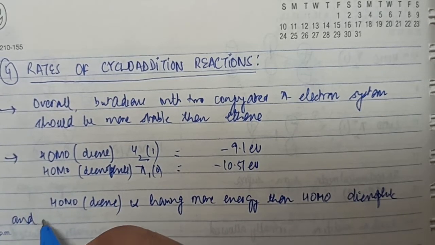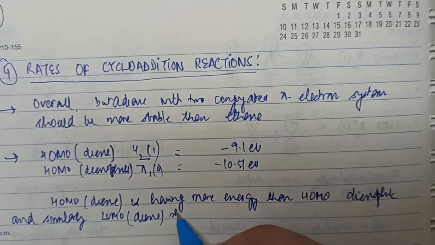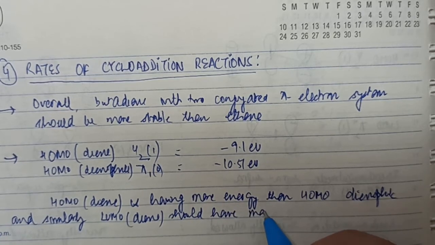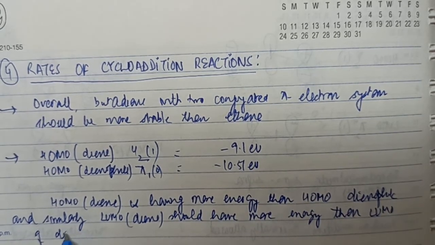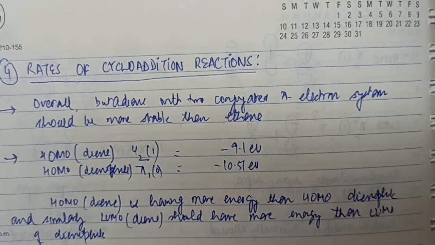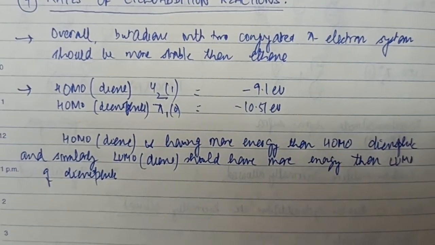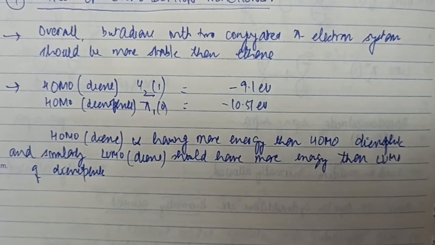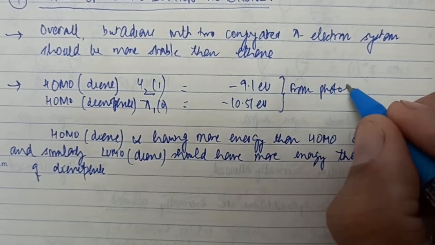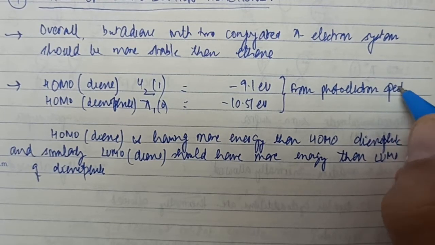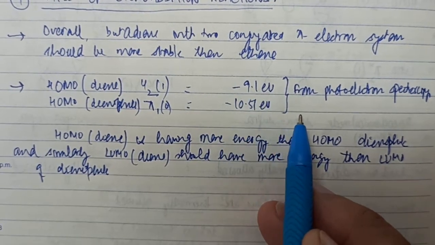and similarly the LUMO of diene should have more energy than the LUMO of dienophile. This would mean that when we talk in terms of the total energy of the system, butadiene is more stable because it has two conjugated pi bonds. But when we talk about the individual HOMOs and LUMOs in the case of butadiene and ethene, it has been calculated from photoelectron spectroscopy that the energies of the HOMO of the diene and that of the dienophile are minus 9.1 electron volts and minus 10.51 electron volts.